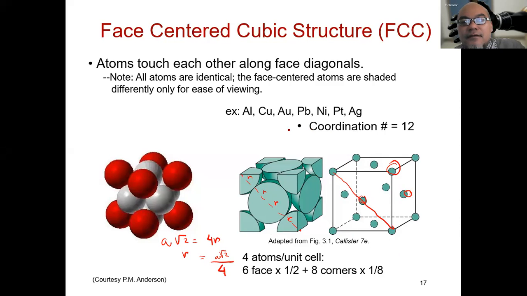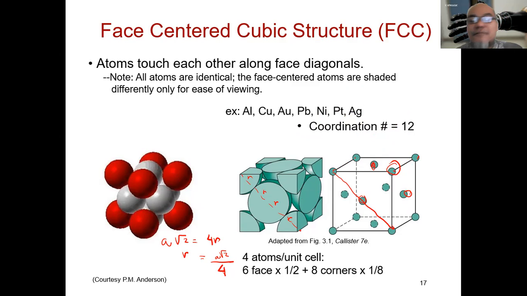Examples are aluminum, copper, gold, lead, nickel, platinum, and silver. The coordination number is 12. Where does it come from? I will let you figure it out yourself. For example, it means each of these atoms is surrounded by 12 other atoms. This is only 4 of them: 1, 2, 3, 4. Where are the other 8? They are from the neighboring unit cells.